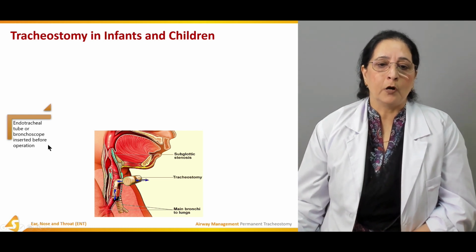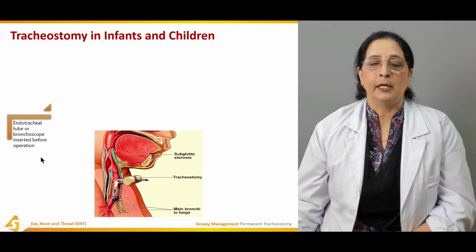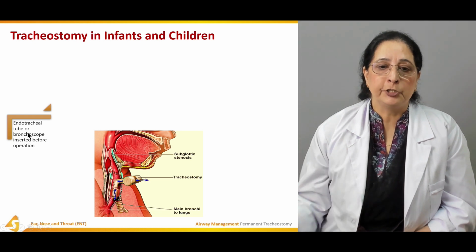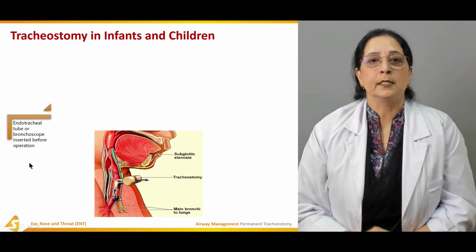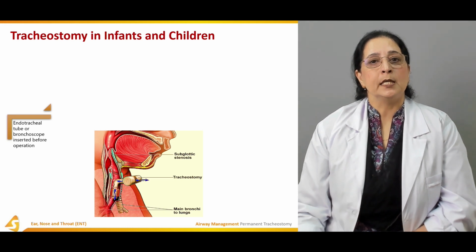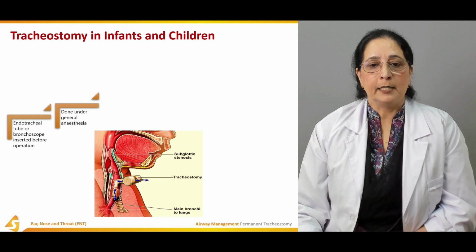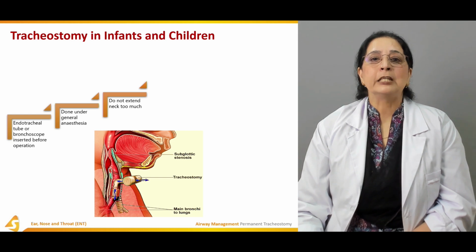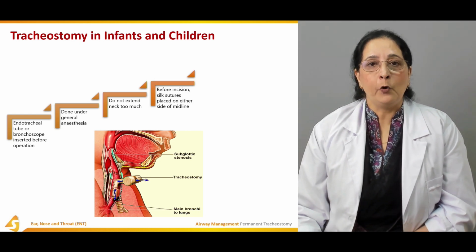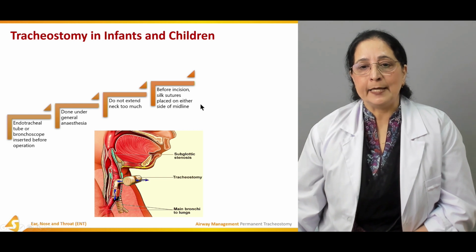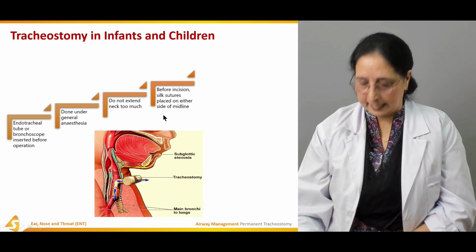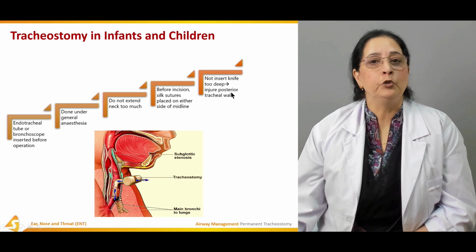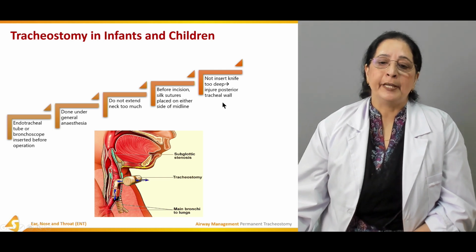An endotracheal tube or bronchoscope is inserted before the procedure. So in children, we always insert an endotracheal tube or bronchoscope before the tracheostomy is performed. It is done under general anesthesia, not local. Do not extend the neck too much in children. Before incision, silk sutures are placed on either side of the midline. Do not insert the knife too deep, to avoid injuring the posterior tracheal wall.